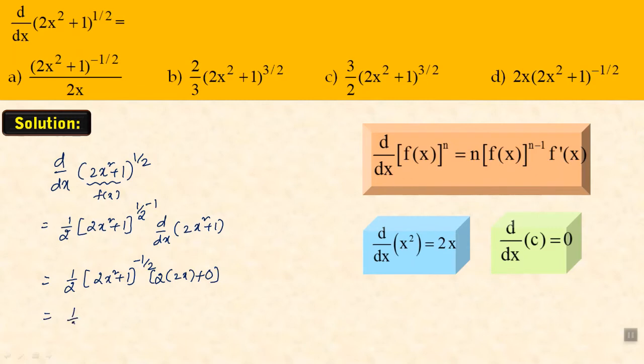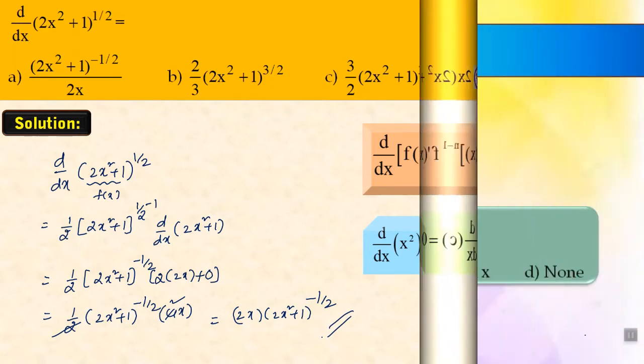This equals to 1 by 2 into 2x square plus 1 whole power minus 1 by 2 into 2 into 2x, that is 4x, that equals to, here 2 1s 2, 2 2s 2x into 2x square plus 1 whole power minus 1 by 2. Therefore, the answer is option D.